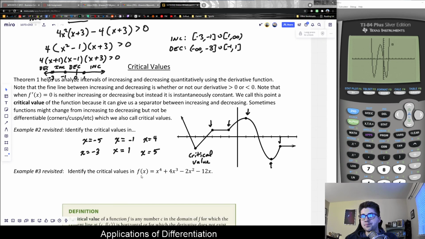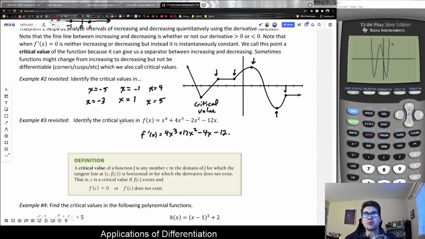So again, say we were trying to figure out the critical values in the previous function. Step 1 would be to find the derivative f prime of x, which was 4x cubed plus 12x squared minus 4x minus 12. And to solve when it, well, actually, let's go ahead and read the definition.